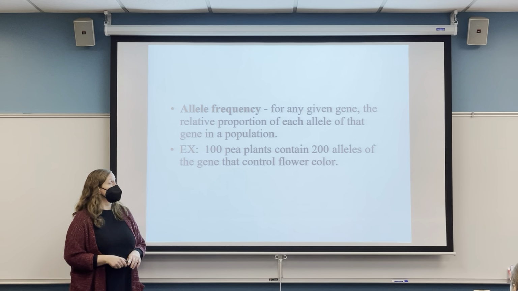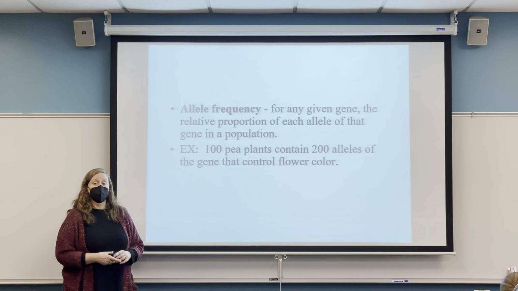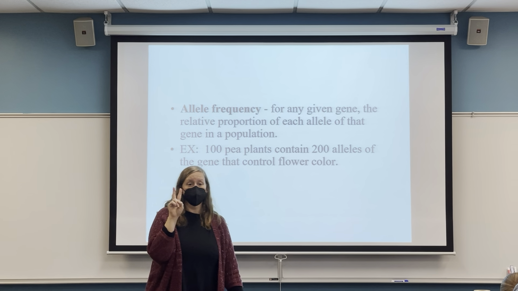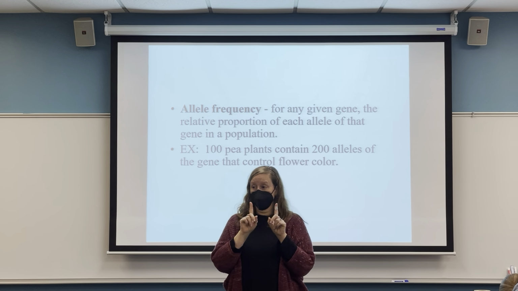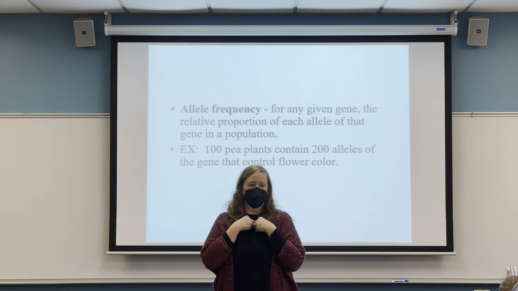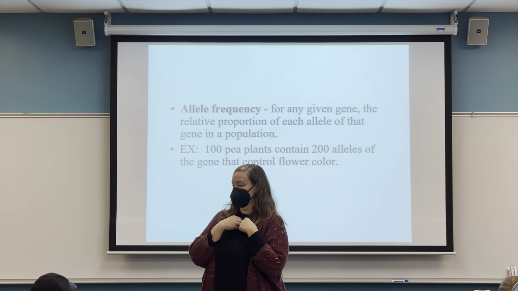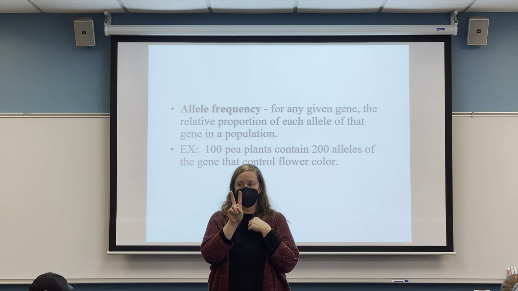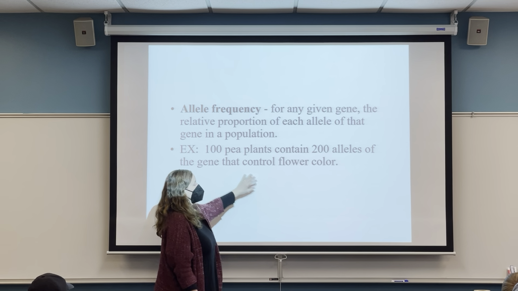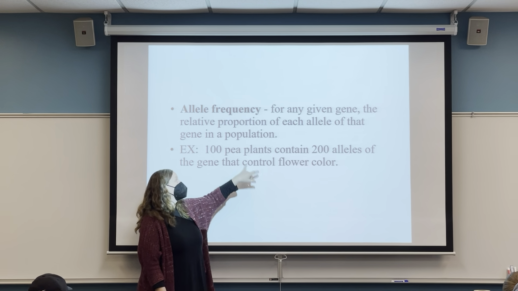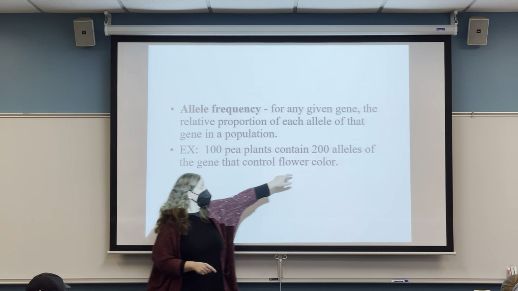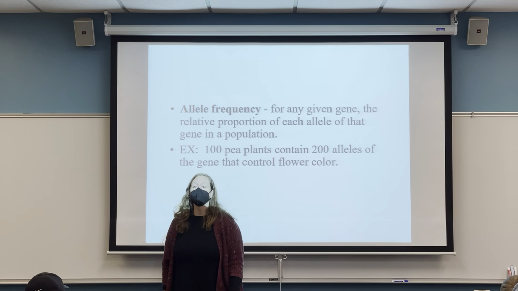For example, if we have 100 pea plants, remember there are two alleles for every trait, because you get one allele from your biological mom and one from your biological dad. Each individual, so me, if I'm talking about handedness, I have two alleles for handedness. Or if you're talking about pea plants and flower color, 100 individuals times two alleles for every trait gives you 200 alleles that we're looking at in that population.